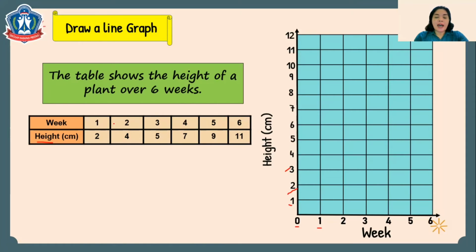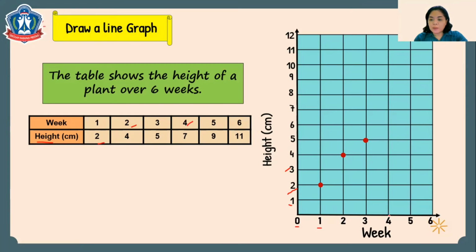So let's see. After you draw the lines, you have to use dots to emphasize the height. Okay, how does it look like? For example, week 1 is 2 centimeters. So week 1, 2 centimeters. So we put the dot here, 2. Week 2 is 4 centimeters. So 4 centimeters. Week 3 is 5. Here is 5 centimeters. Okay, then week 4 is 7.